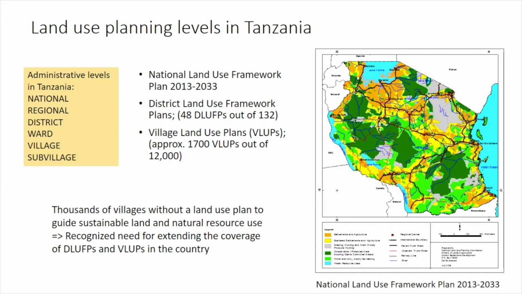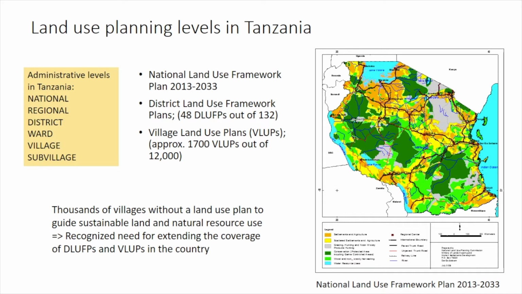And the land use planning system has 3 levels of land use plans. There is the National Land Use Framework Plan that covers the entire country. Then they have district land use framework plans that cover districts and the administrative areas within it. And then on the lowest level, they have village land use plans that govern the land use of villages and sub-villages.